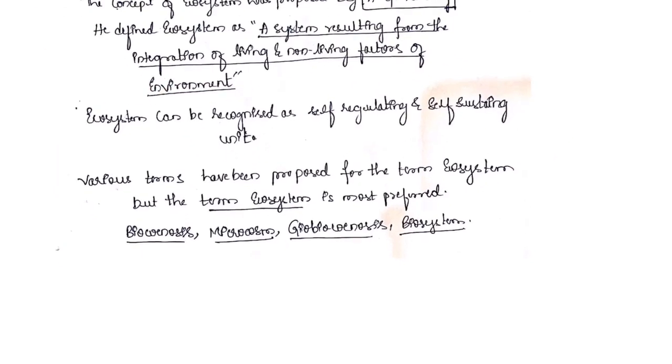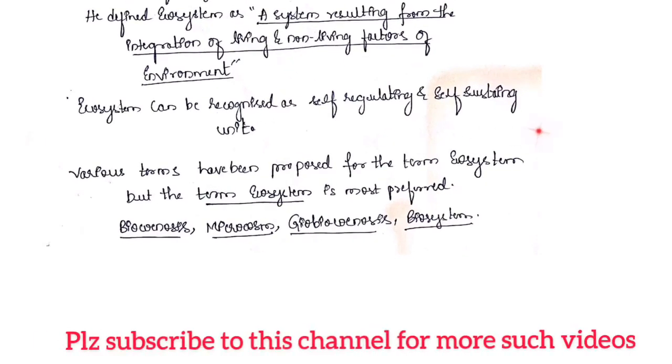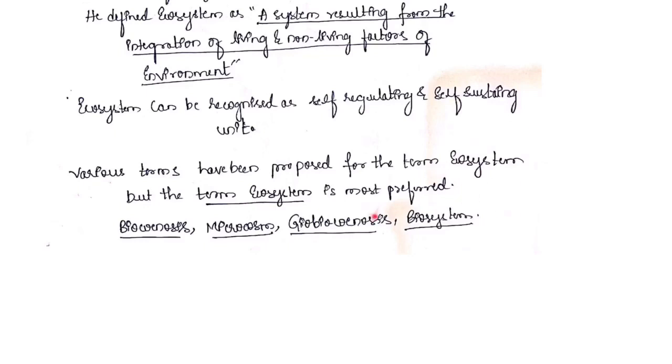Next, there have been various terms given to the term ecosystem, like biocoenosis, microcosm, biosystem, etc. But the term ecosystem is most preferred and most accepted.